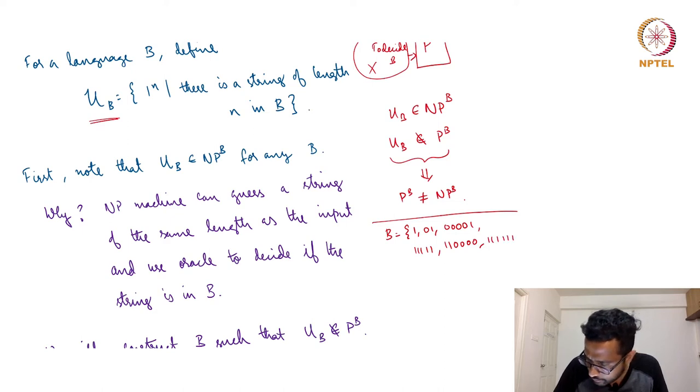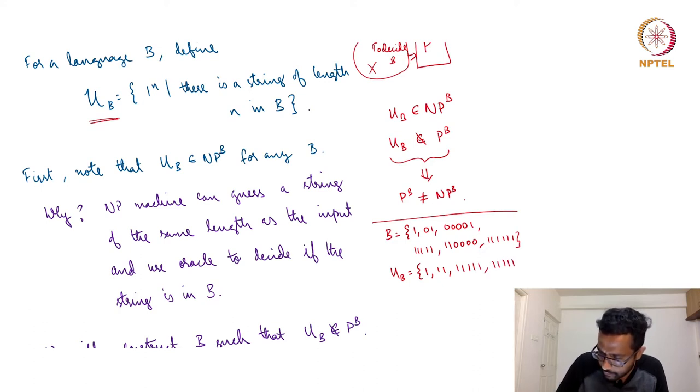1 1 1 1 1 1 1 0 0 0 0 and 1 1 1 1 1 1, right? So it has one string of length 1, one string of length 2, two strings of length 5 and two strings of length 6. So UB in this case would simply be, because it has a string of length 1, it has a string of length 2, it has two strings of length 5, it doesn't matter, all it needs is one string of length 5, and two strings of length 6. So it has a string of length 6. This would be UB.